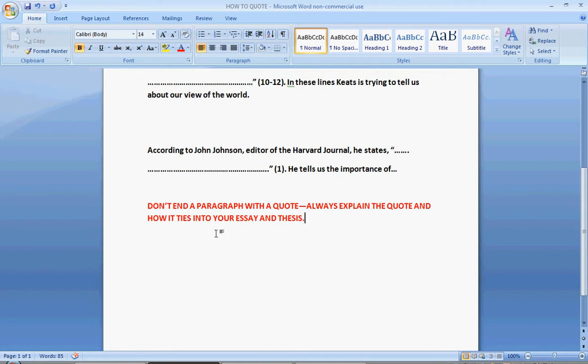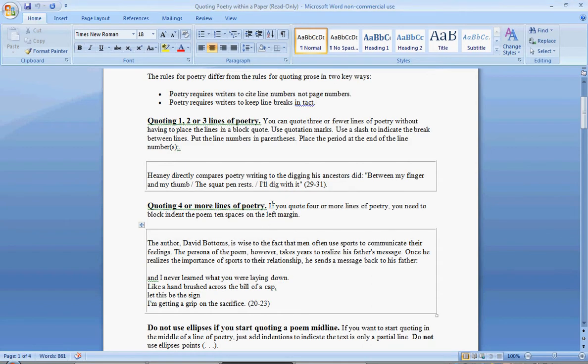So okay, that's quoting. If there's any questions on that, you can certainly ask me about that. And one more thing about quoting. For example, let's take a look at this example right here.